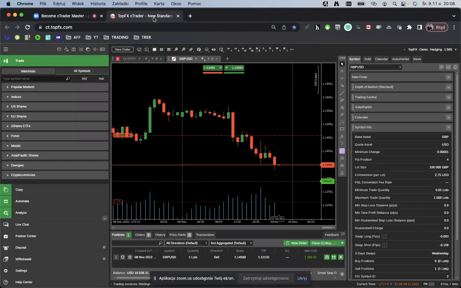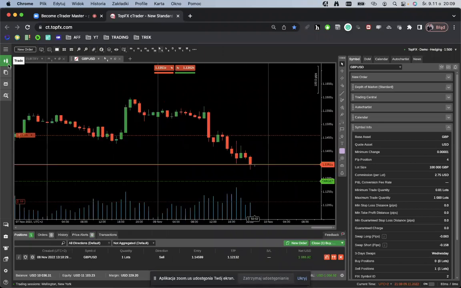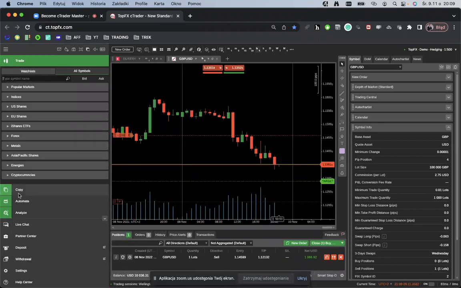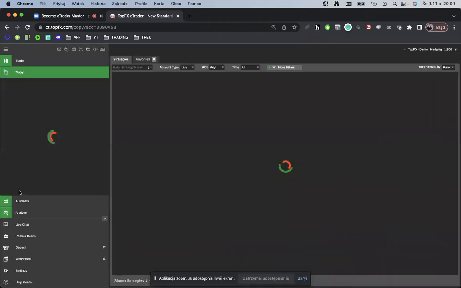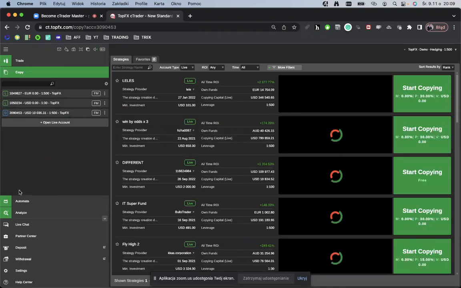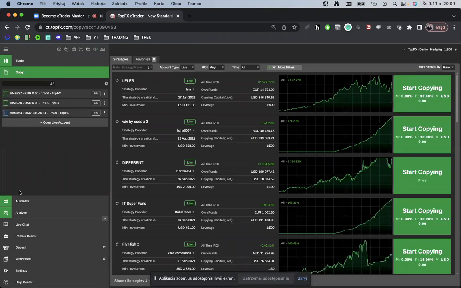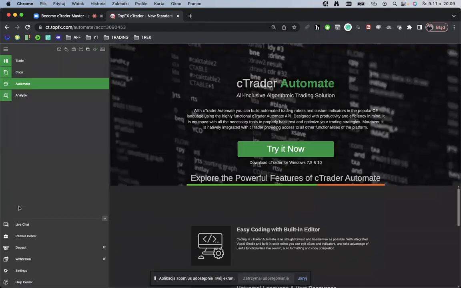Let me just recap what we did last time. We've been talking about some interesting features of the cTrader. Of course, we talked about this panel on the left-hand side, which is the trade panel. Basically, you got the trade panel, and you got the copy panel, which is this one. Of course, we will have a separate webinar about copy trading in TopFX using the cTrader. Stay tuned, but not today, not tonight.